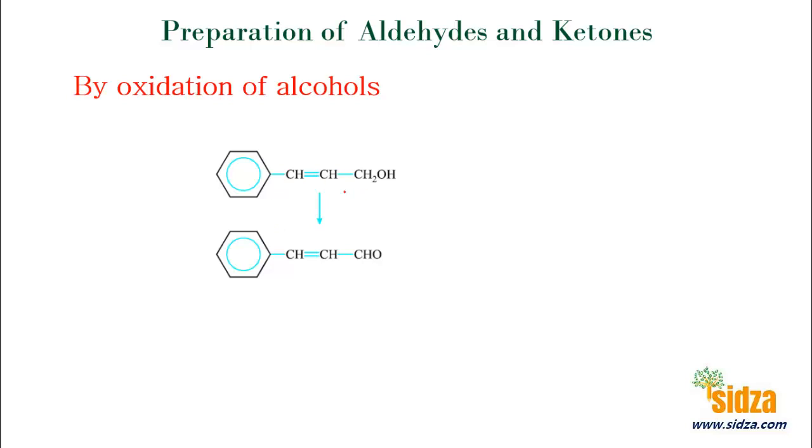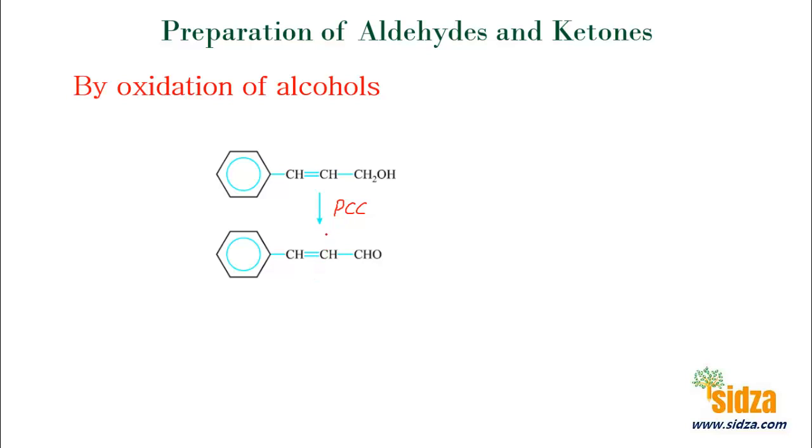Here again we can use the mild oxidizing agents. We can convert this CH2OH into CHO. And one of the important properties of these mild oxidizing agents like PCC, PDC or the Collins reagent is that they do not act on the double bonds. They don't act on the double bonds, so you can keep these double bonds as such. There will be no effect of these mild oxidizing agents on the double bond.